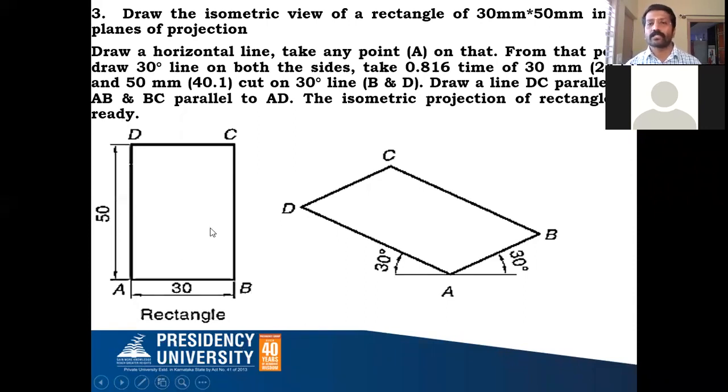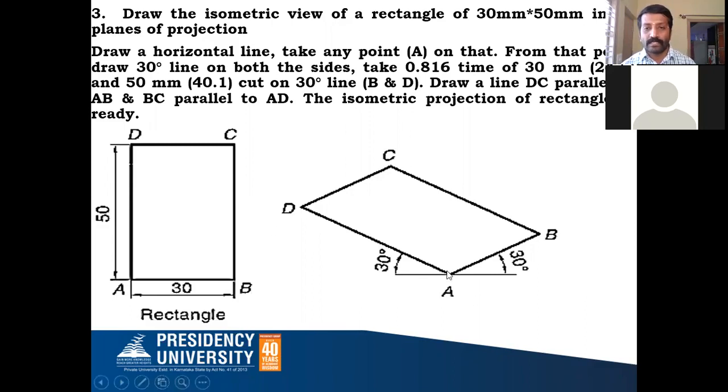Now I need to draw the isometric projection of this rectangle. We have just discussed 2-3 examples. You draw the horizontal line on the right side. Take any one point, and I will call that A. Draw a 30-degree line on either side of point A to some length. Now you take AD. To draw AD, you take 50 millimeter and convert that into isometric scale; 50 millimeter means you may get 40.1.